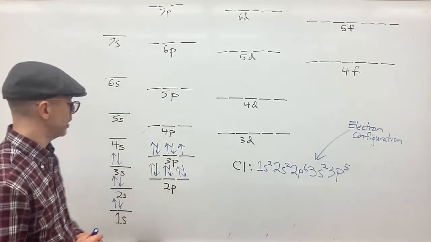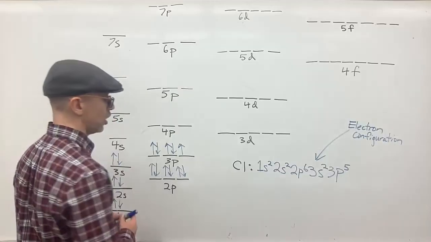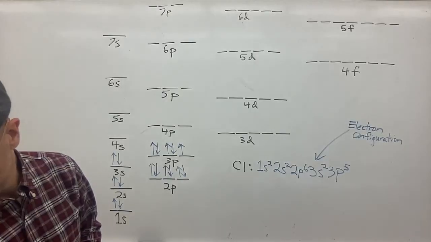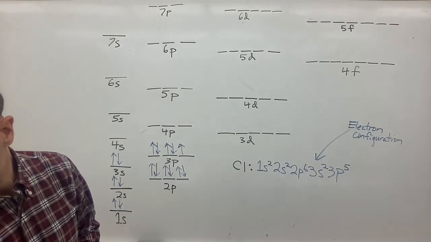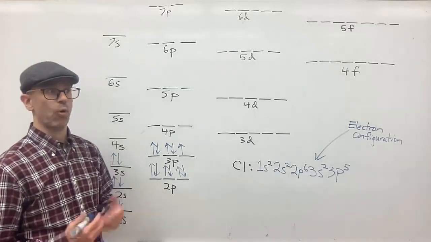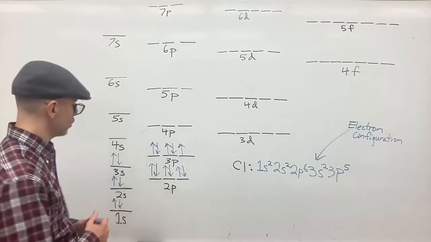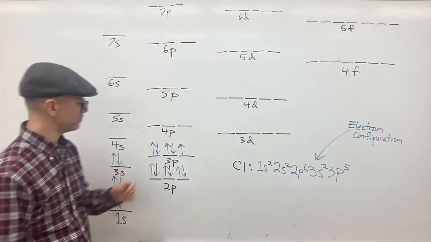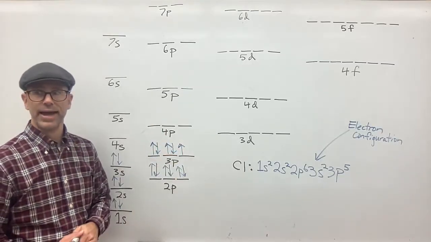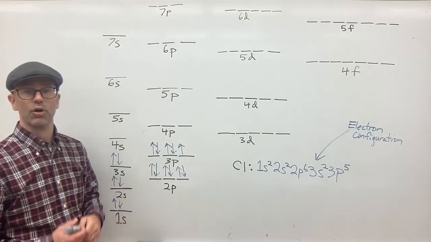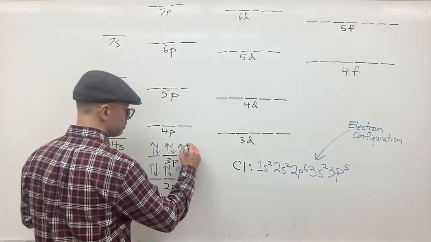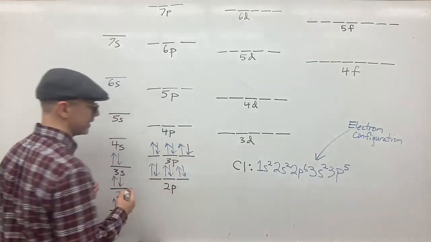Let's go ahead and do another example. So instead of chlorine, let's do another one. Let's do silver. Silver is number 47. So we got 47 electrons. So here we have 17. So now we have to add 30 more electrons. So we're going to go to 47. So we keep adding. So we put spin down here, that's 18.